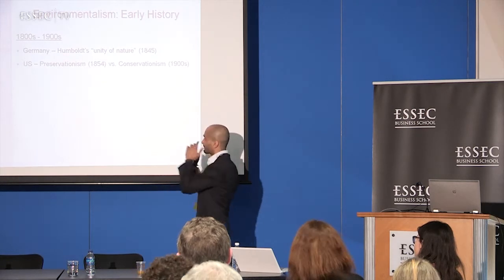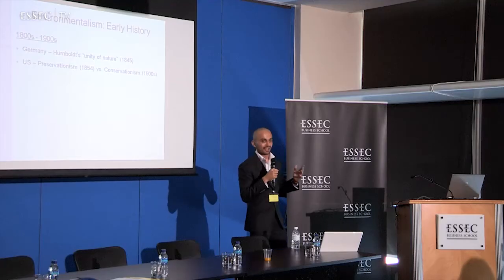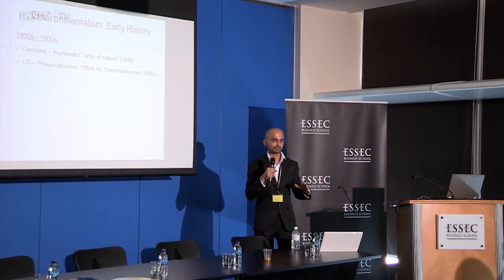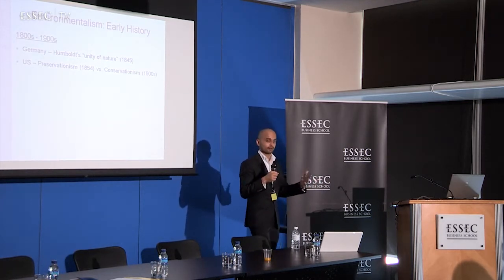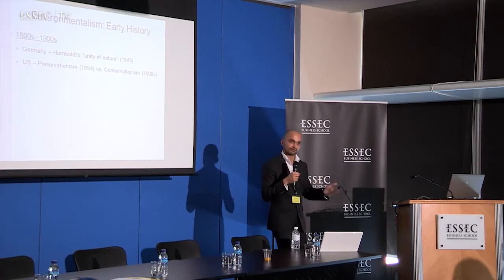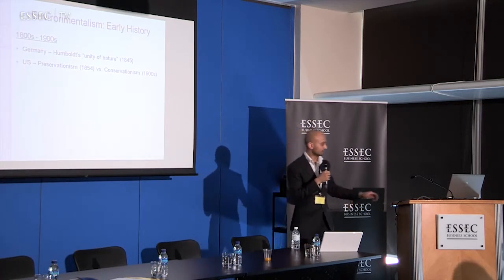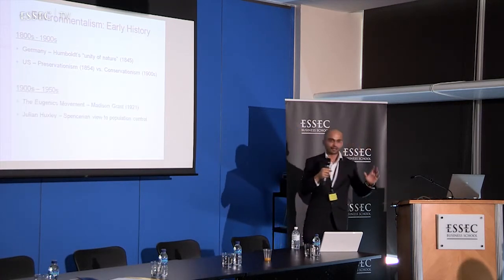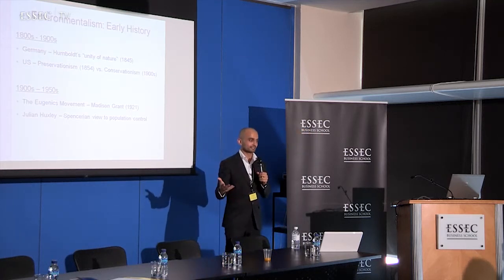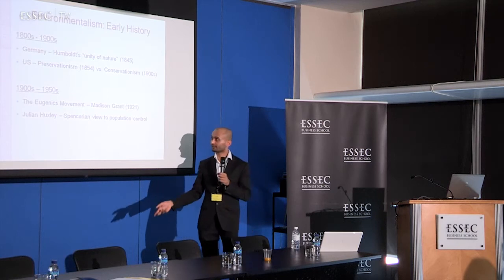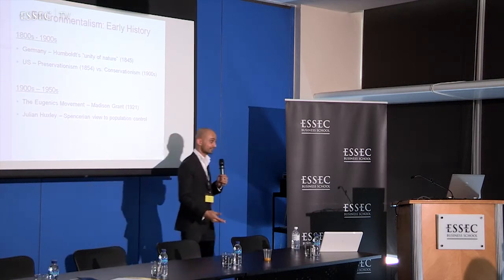On the other hand, you have conservationism. And conservationism is really what we'd associate currently with sustainability. It's a notion that we preserve nature because if we don't do it, then at some point it's going to come back to harm us as humans, rather than nature having its own intrinsic value. Fast forward a little bit to the early part of the 20th century, and what's really interesting about the environmentalism movement is that it gets tied really closely with eugenics.